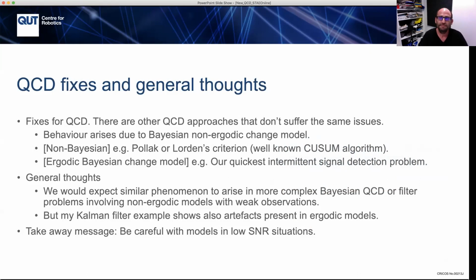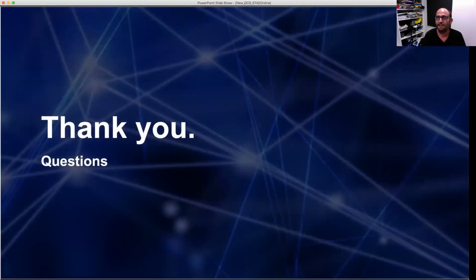General thoughts: I would expect similar phenomena to arise in more complex Bayesian quickest change detection problems or other filtering problems involving these left-to-right models or non-ergodic models with weak observations, and I'm working on another paper at the moment. But my Kalman filter example shows this artifact is also present with ergodic models. So my takeaway message is maybe be careful with models in low SNR situations. I think that's my last slide. So happy to take questions.